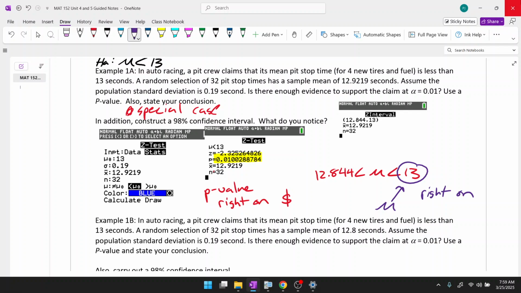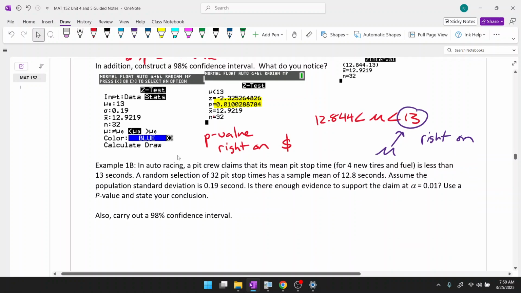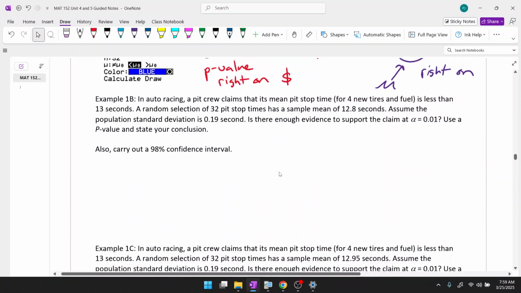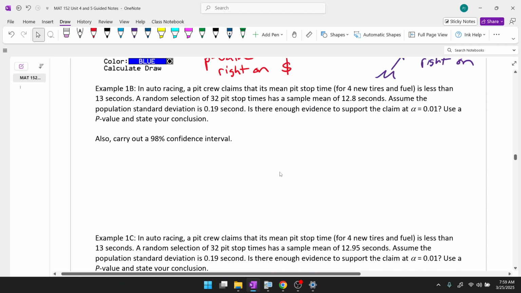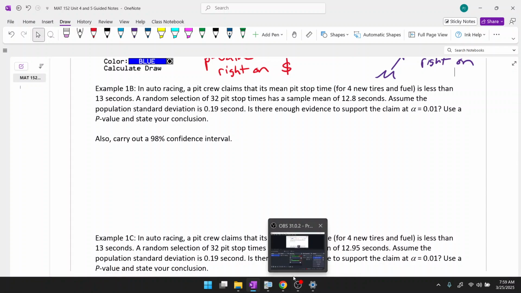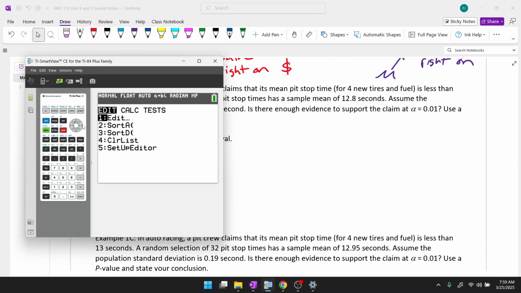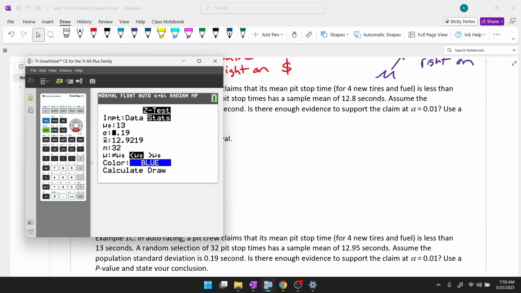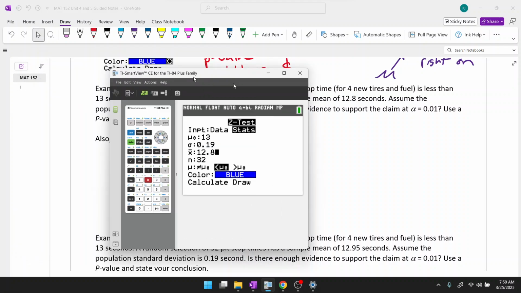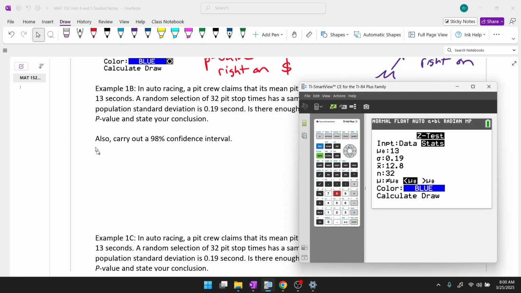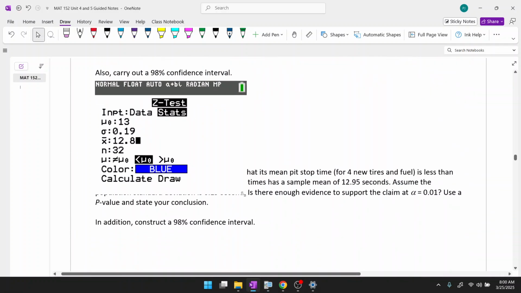So in that case, yeah, the p-value is right on the money. And no, I will not ever really give you a case like that. So what happens now is we're going to change that sample mean to a 12.8. So if we do a 12.8, that's the only thing that's going to change here.